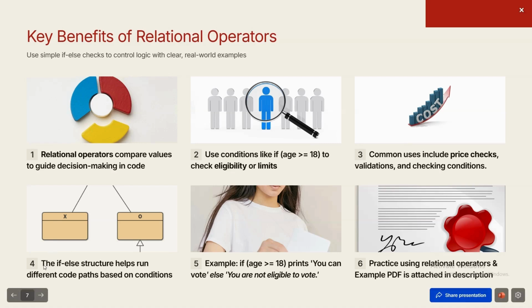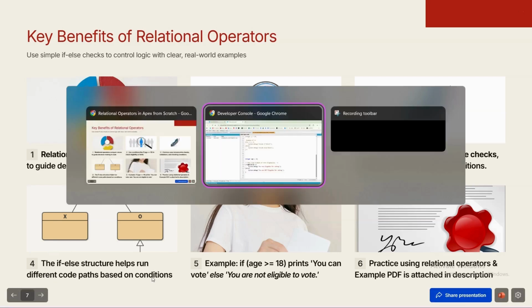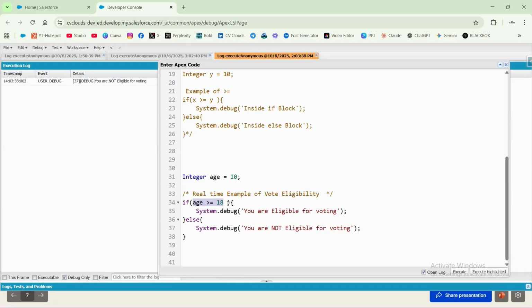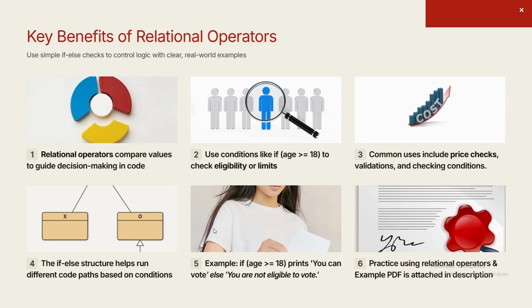The fourth one is that the if-else structure helps to run different code paths based on the conditions. As I already told you, the if-else condition helps us to execute a different piece of code based on the condition. If this condition is true, then it will execute this piece of code. If this condition is false, then it will execute that piece of code. So by using the if-else structure, we can run different code based on the condition.